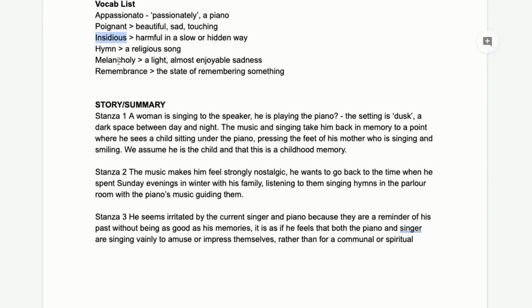Insidious is sort of the opposite. It's like something painful or difficult or harmful in a very secretive or slow way, like something slowly harms you. Like maybe if you eat McDonald's every day, the effect might be insidious because you'll feel fine after a week, but after like 4 weeks, you might start feeling a bit ill, and after 10 weeks, you might be dead. I don't know.